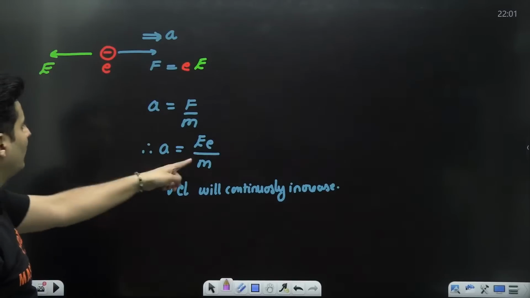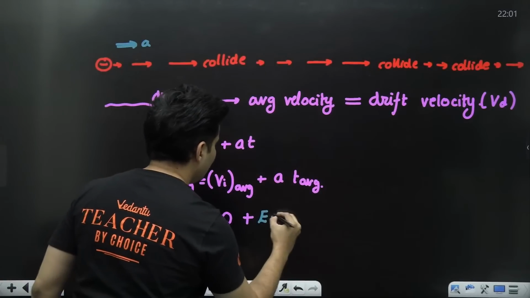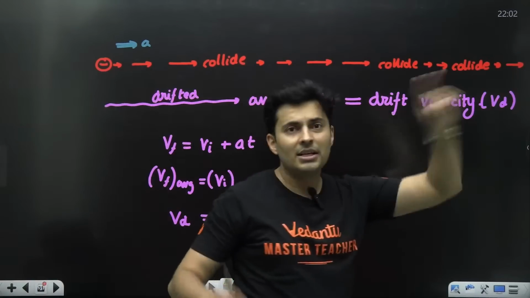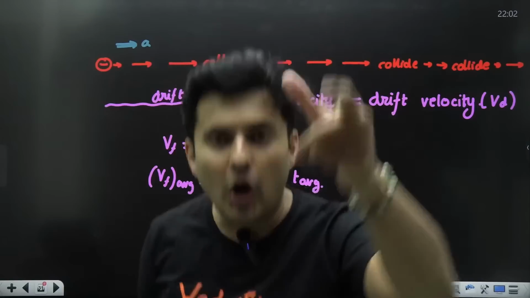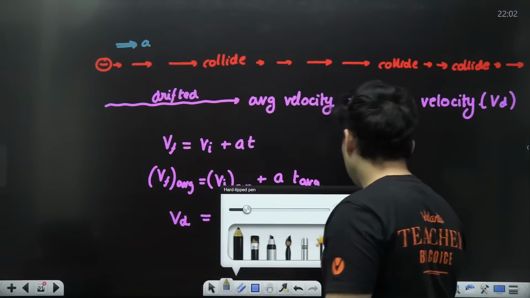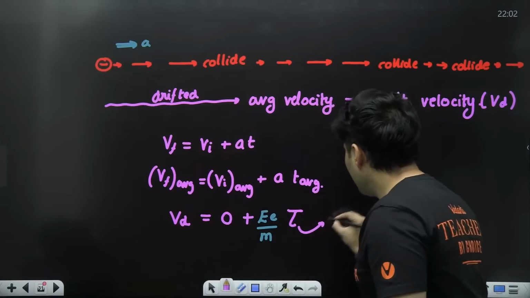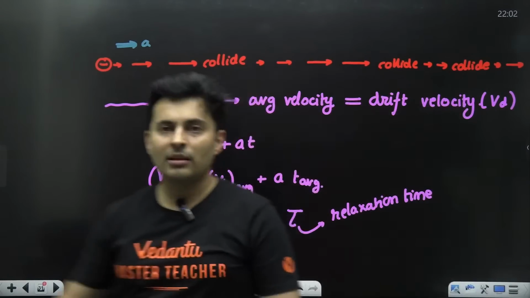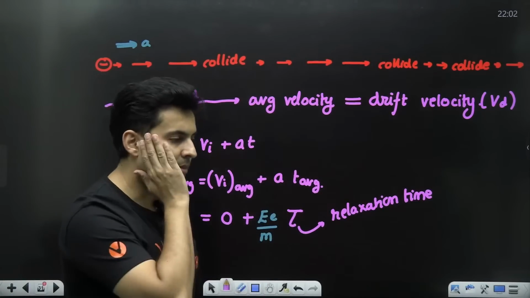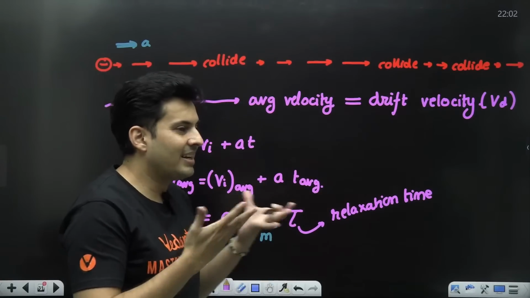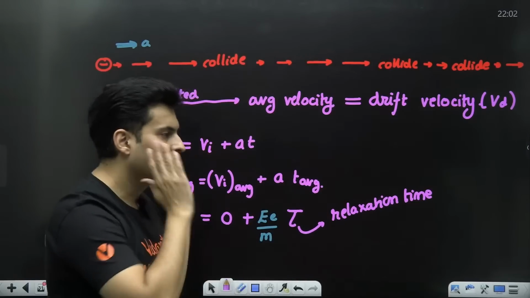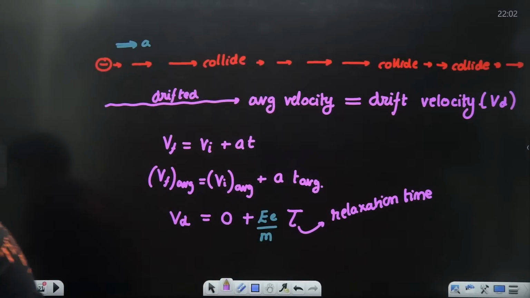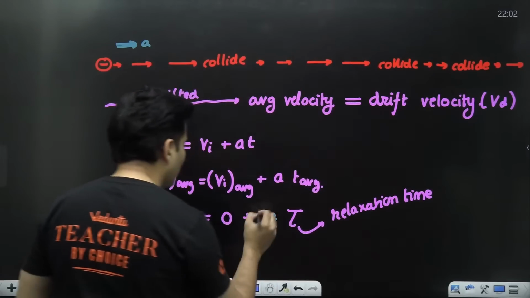Acceleration, we just figured it out, is eE by m. This time is sometimes longer, sometimes even longer, sometimes shorter. It accelerates for more or less, it depends. But on an average, that time is called tau, which is your relaxation time. Relaxation time means it gets slapped, again it accelerates, slapped, again it accelerates, slap. So it is relaxing: one slap, now no slap, it is accelerating. That time on an average is called the relaxation time. Got it, my dear warriors? Clear? So that is how they get this expression, Vd is equal to eE by m tau.